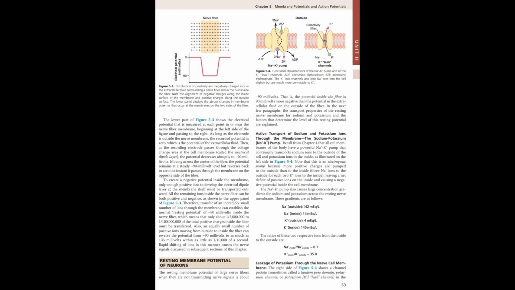Then the next heading is the active transport of sodium and potassium ions through the membrane, which is through the sodium potassium pump. Just highlight this heading. No need to go into detail. You can see the details from the slides. If you cannot understand anything from the slides, then you can read the details, but no need to highlight anything. The next thing is the leakage of potassium through the nerve cell membrane. No need to highlight anything from here as well.